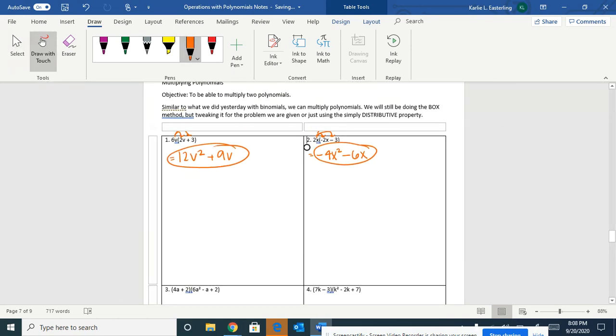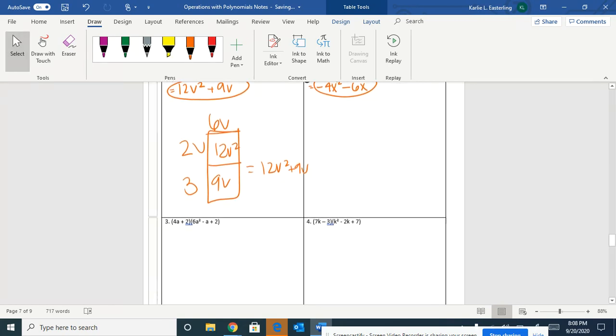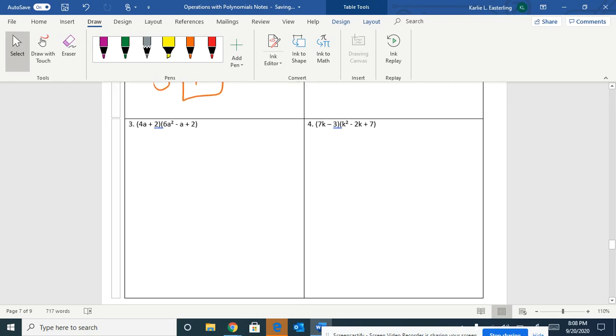And for example, I'll show you, if you wanted to do the box method for these, you could. So you'd be looking at 6v, which would be multiplying it times a binomial. So 6v times 2v would give us 12v squared, and 6v times 3 would give us 9v, which would end up being 12v squared plus 9v. So you can do the box method for these if you would like. It's just kind of easier just to look at it and distribute though.